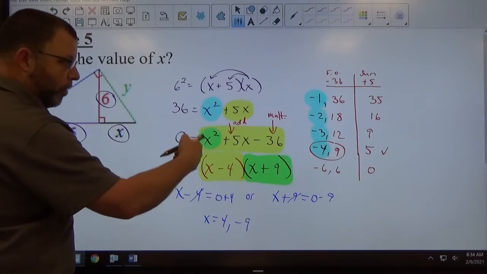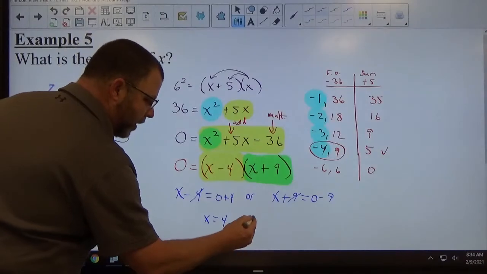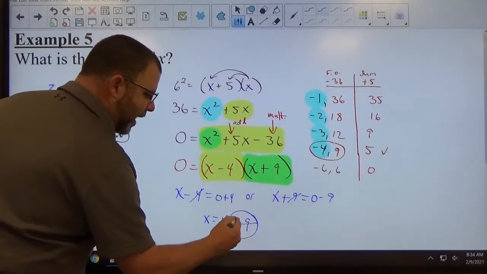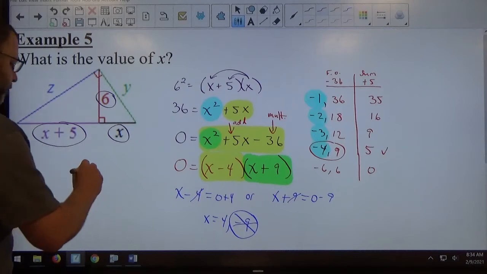So even though all this work led us to this negative 9, which is accurate by the equation, the reality of the problem is that answer doesn't work in our problem. So we can throw that one out. Okay, we have to make those decisions sometimes. So what is the value of x? X must equal 4.